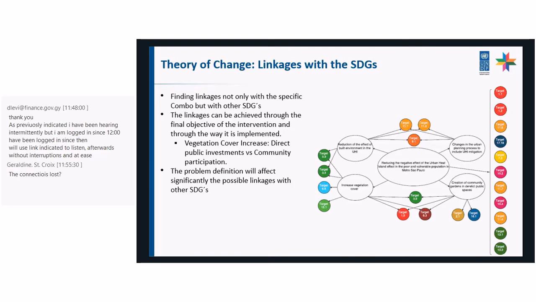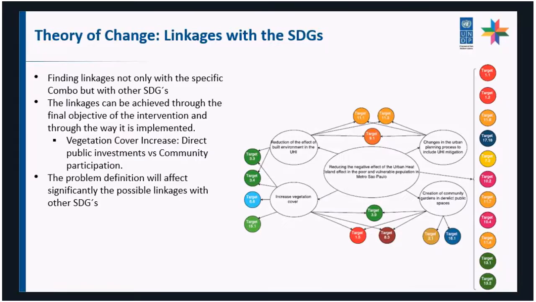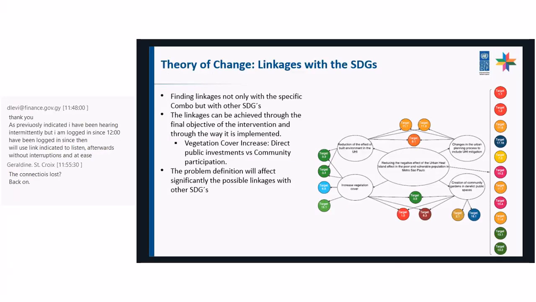For example, there are some cases in Mexico where community participation in public space is actually a method for reducing urban violence in the cities. So that's something we should take into account when we start designing the possible interventions. And obviously, the type of problem that we devise at the beginning is going to seriously affect the way in which we can make the linkages.